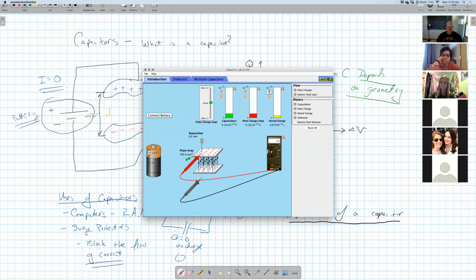Basically you want to increase and decrease separation and plate area and again make observations, but try to guess what's going to happen before you actually do it. Is it going to do exactly the same thing that it did when the battery was connected, or is it going to respond differently? So that's the first part of the lab.